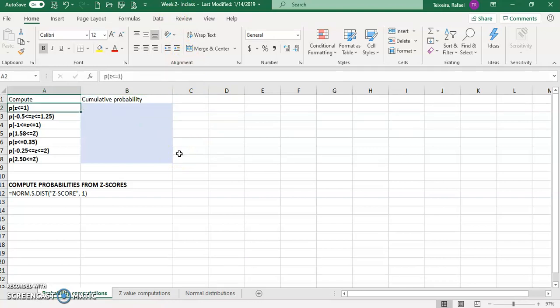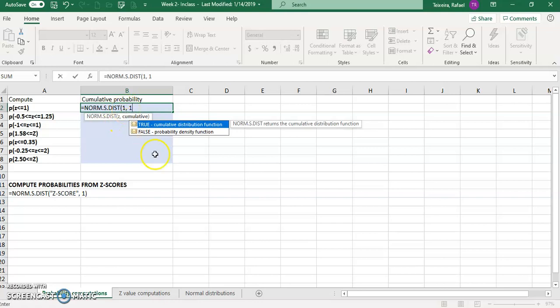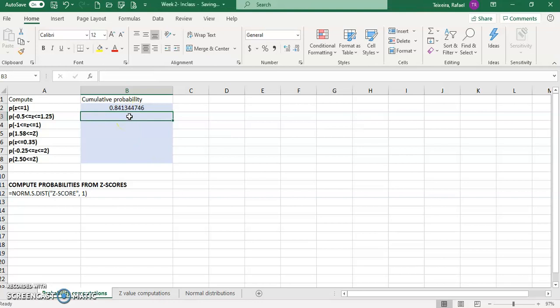So compute the probability that z is lower than or equal to 1. So this is equal NORM.S.DIST. The z value is 1, and then I type comma, and then I type 1 again to say that it is a cumulative probability that I want. That's the probability that I have a z-score lower than 1.